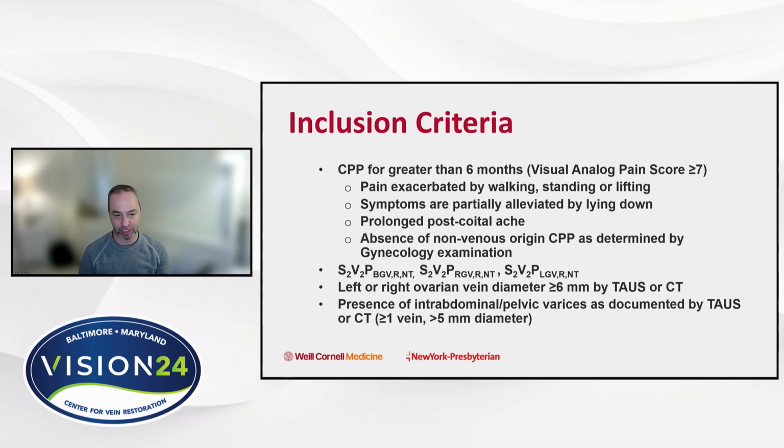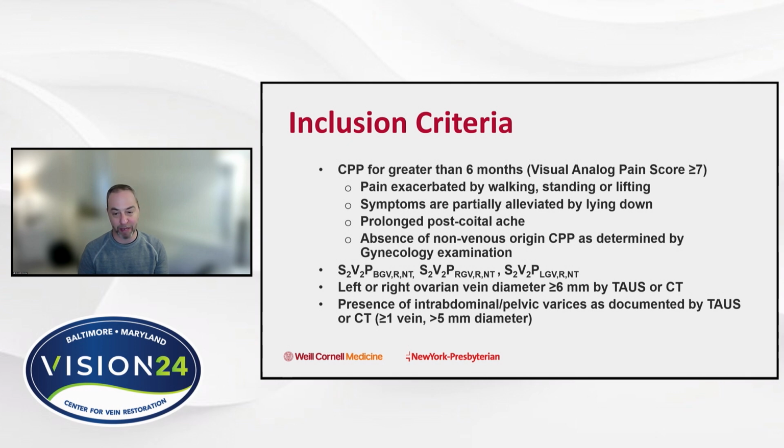So we're going to have gynecologists pre-screen these patients, evaluate these patients, and if they think those other disease processes that I talked about earlier are the primary cause, then they shouldn't be included in this trial up front. You can see SVP classification, how it's delineated for the trial itself. Talked earlier about left or right ovarian vein diameter. So we need a dilated ovarian vein where valvular incompetence occurs.